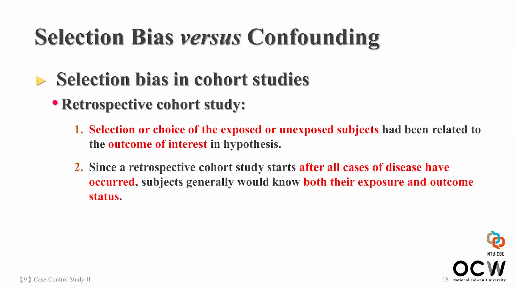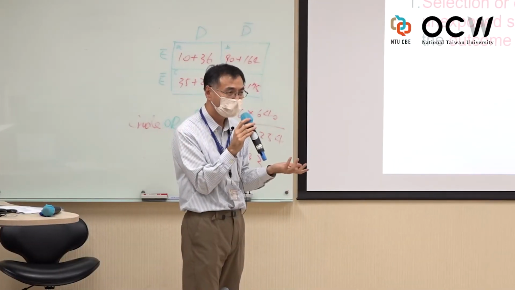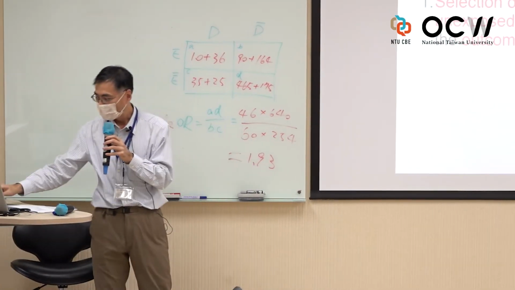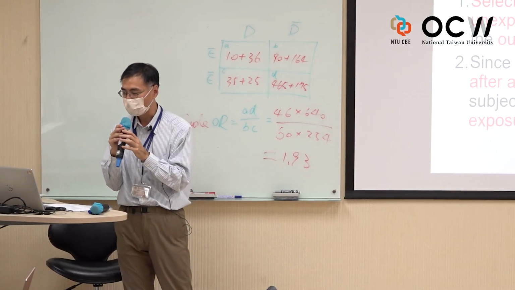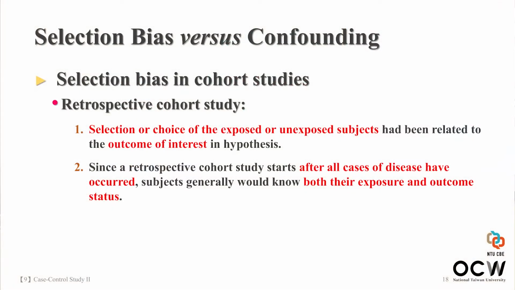The selection of the exposed or unexposed group had been related to the outcome of interest in the hypothesis, right? That's why we perform a study. And the second part is that since the retrospective cohort study starts after all cases of disease have occurred, subjects generally would know their exposure and outcome status.